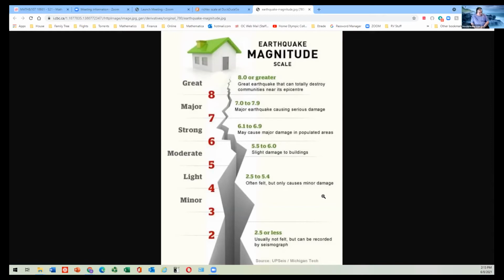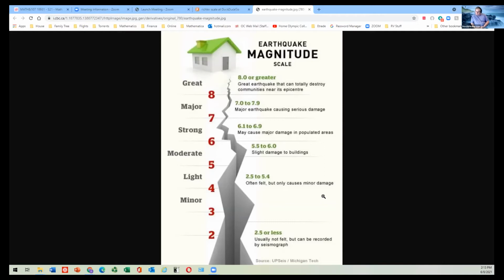Not a surprise. According to this, that's in the strong range. It may cause major damage very often; it depends on how well built the buildings are. If you're in some places where the quality of building isn't great, buildings can fall down. So it was a good idea to get out of the restaurant in case it was a poorly built building. But that was a 6 point.